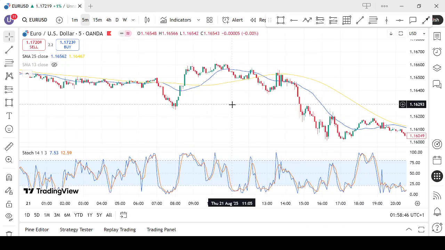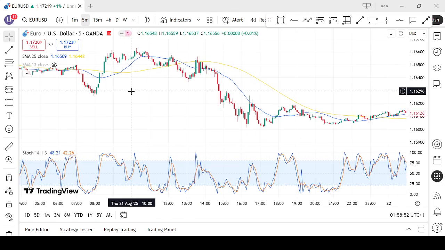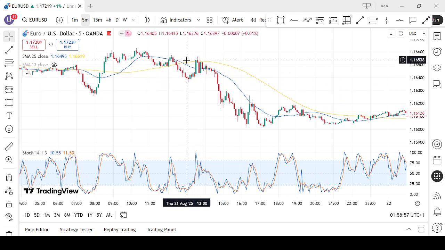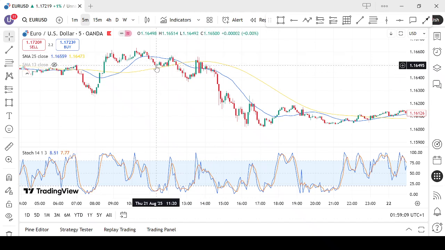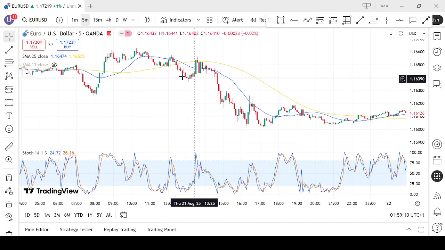The second step is to identify the trend in the market. How do we identify the trend? We identify the trend by looking at the position of the two simple moving averages, the 25 moving average and the 50 moving average. If the faster moving average is above the slower moving average, meaning the 25 is above the 50, which is the blue line above the yellow line, it signifies that we are in a buying trend. But when the blue line is below the yellow line, it signifies that we are in a selling position.